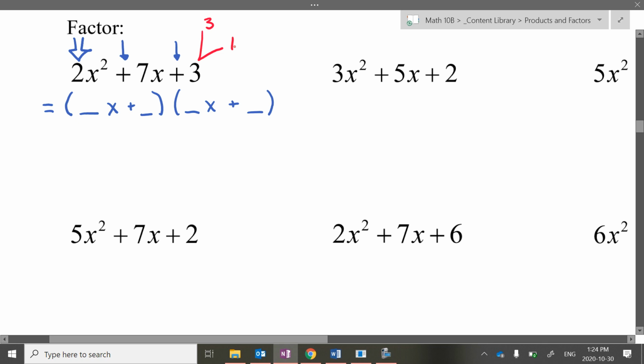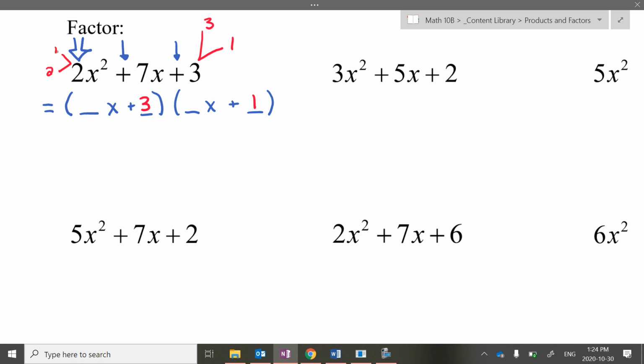Do you guys agree with that? Yes. So let's fill that in. The only way I can multiply to 2 is using a 2 and a 1. But where should I put the 2? So the 2 can go in the first spot or the second spot. We have to add to 7.